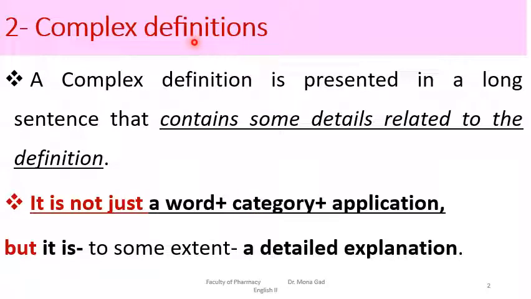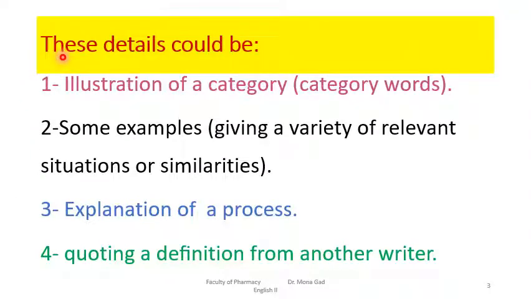A complex definition is the opposite of a simple definition. It's presented in a long sentence. It contains some details related to the definition. These details could be of 4 types. One complex definition could have 1 type of details, 2 types of details, or even 3 types of details. But let's see what are the 4 types of details.